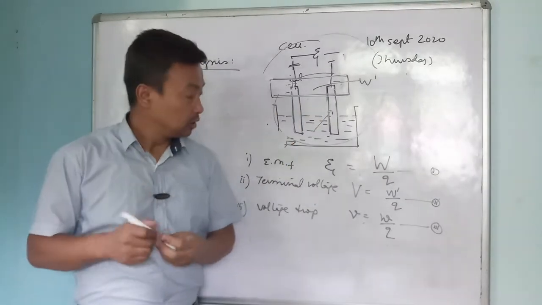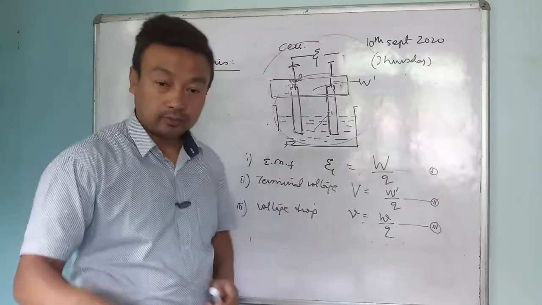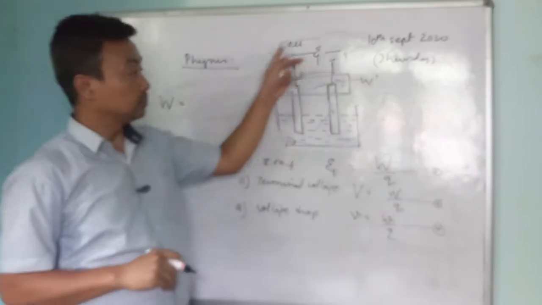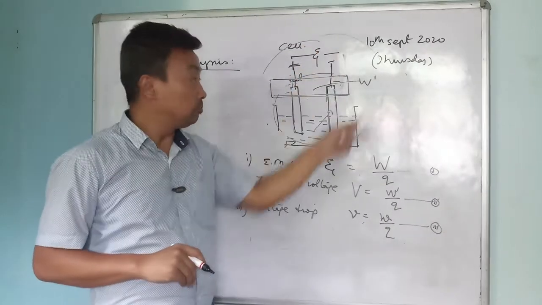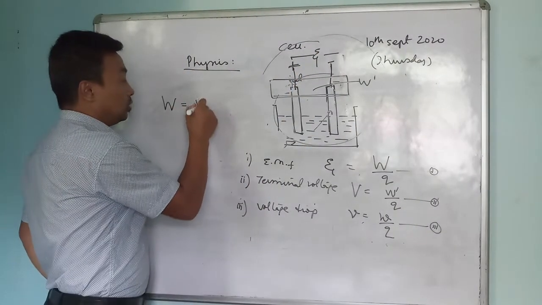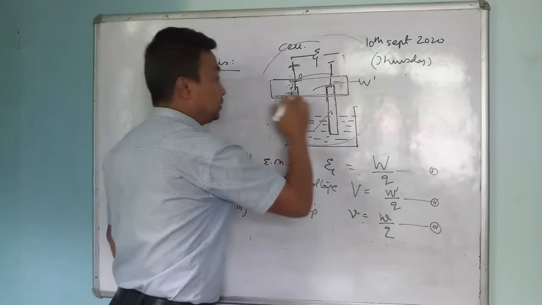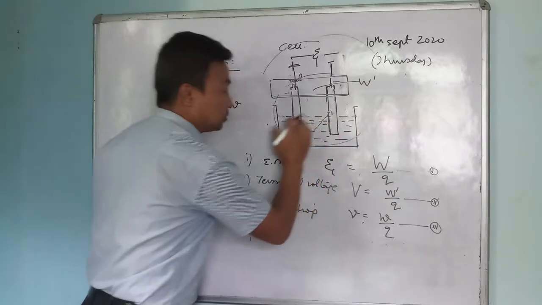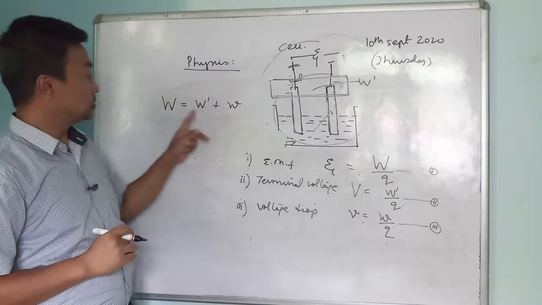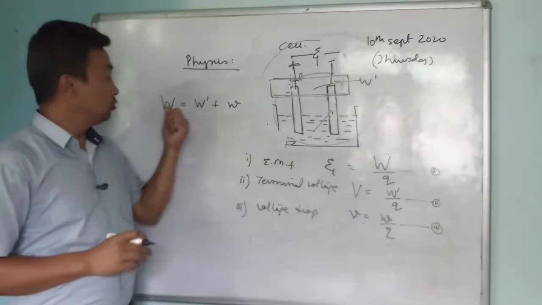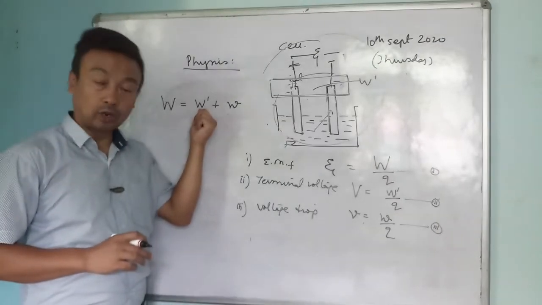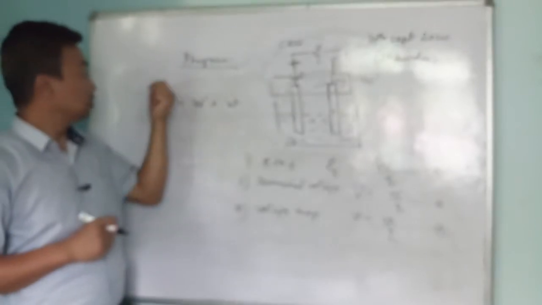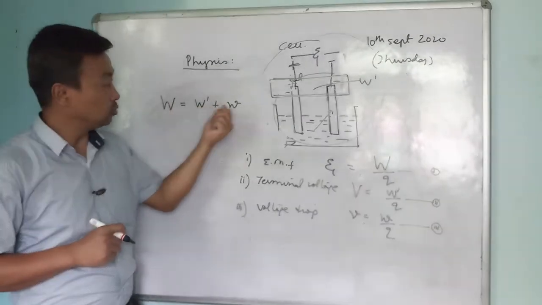Alright, so from here what do we observe is that W is the work done for the entire cell, that means the complete cell. Work done for the outside external circuit plus work done for inside, that means through the electrolyte. So this is your total work done, will be work done across the terminals plus work done through the electrolyte. Simple, complete work done is work done outside plus work done inside.